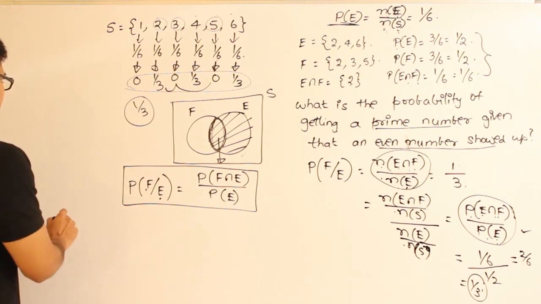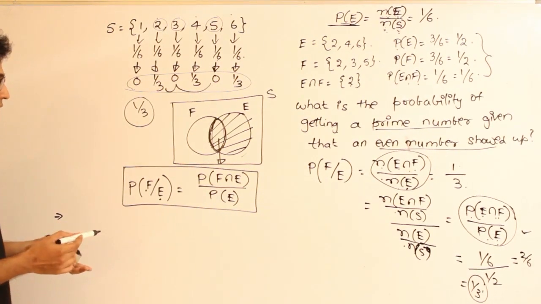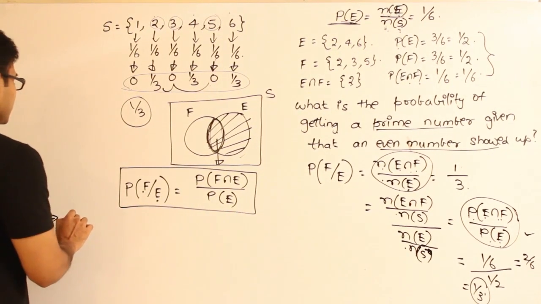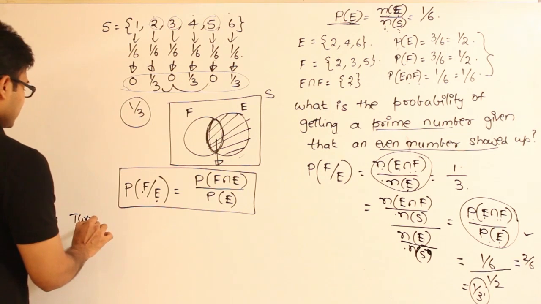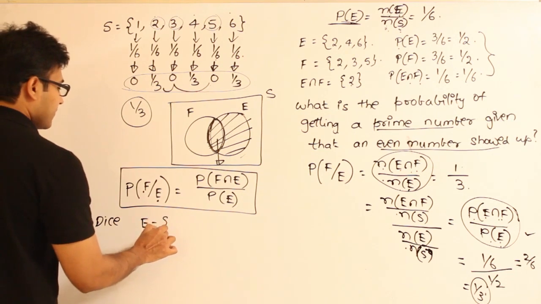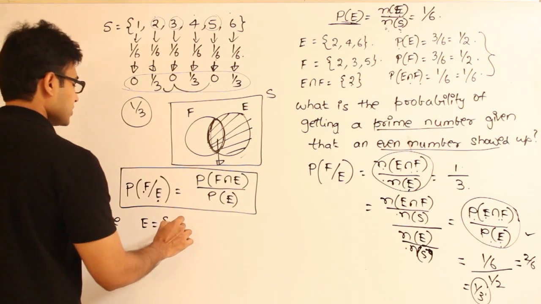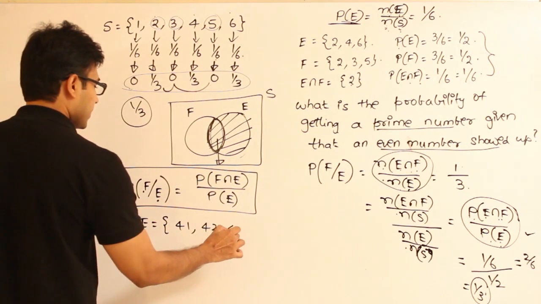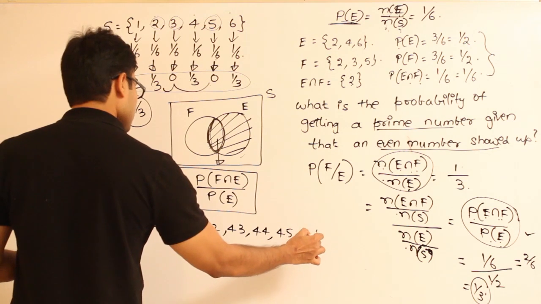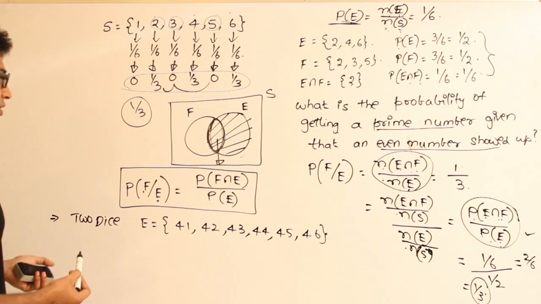Let us say I am rolling 2 dice, and it is already known that there is a 4 on the first die. So the experiment is rolling 2 fair dice, and E is the event that the first die is 4. Then what are the elements in this event? 4 1, 4 2, 4 3, 4 4, 4 5, 4 6. E is an event in which this is the case, so these are the elements.